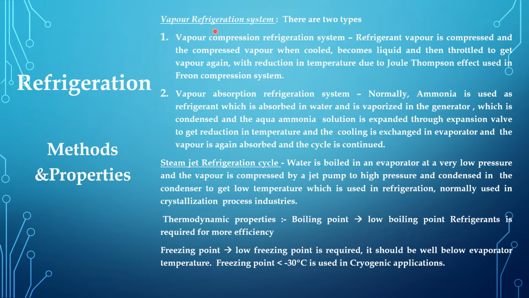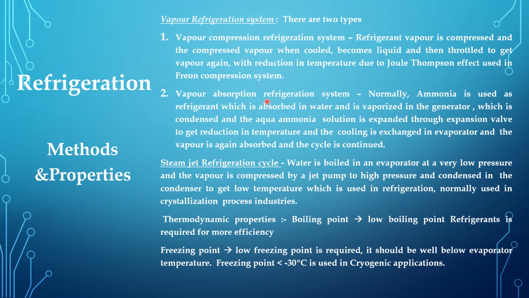Next method is vapor refrigeration system. This is of two types, vapor compression type and vapor absorption type. In vapor compression refrigeration system, refrigerant vapor is compressed, and the compressed vapor, when cooled, will become liquid, and then it is throttled to get vapor again, with reduction in temperature due to Joule-Thomson effect. Used in freon compression system in fridge, and industrial applications, this type of vapor compression refrigeration system is used.